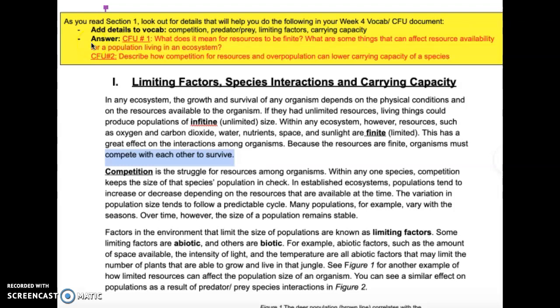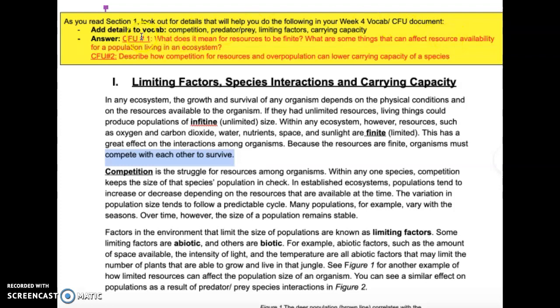Okay, so we're on the week 4 reading about carrying capacity, species interactions, and the summative fact sheet. So you should have this open. This is on page 1. As you read section 1, look out for details that will help you do the following in your week 4 vocab and check for understanding document.